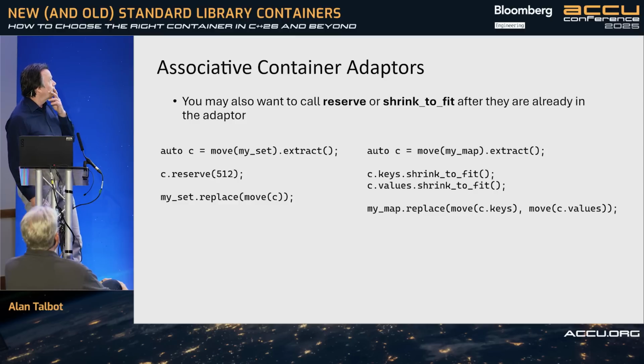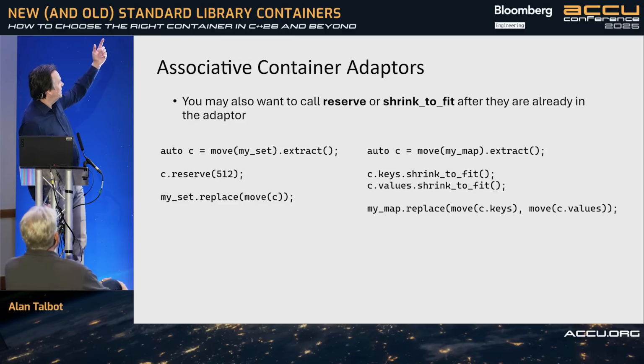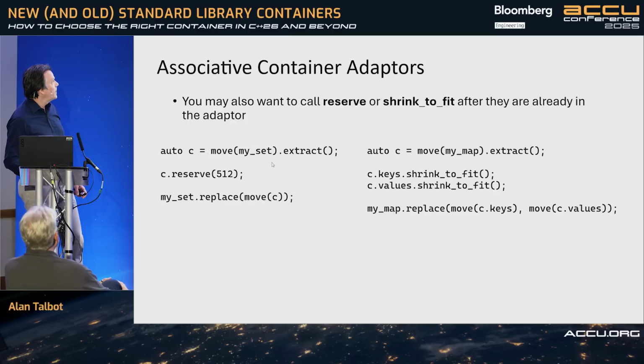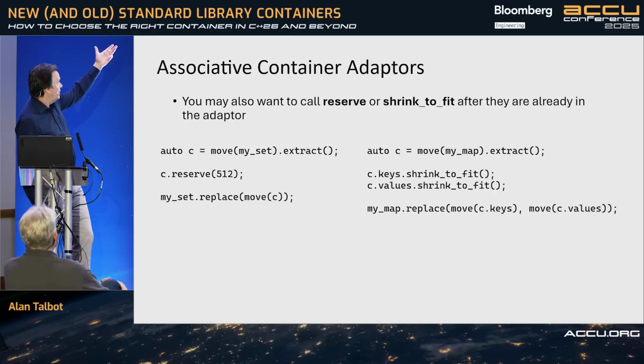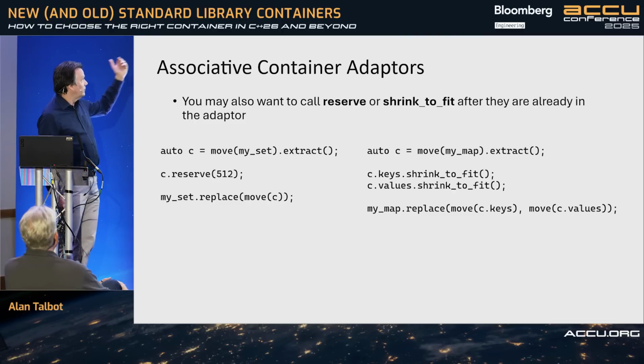That looks like this. So you have to extract the container. I think I got a pointer here. Ah, there we go. You have to extract the container. Notice that extract is an rvalue qualified function. You have to call it on an rvalue. So you have to call move on your set and then call extract. You can then do whichever you want to the container, and then you can move it back in with this function called replace.